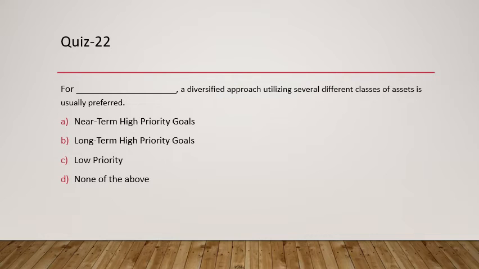The next question is quiz 22: for dash dash dash, a diversified approach utilizing several different classes of assets is usually preferred. So if you have long-term high priority goals, you would follow a diversified approach utilizing several different classes of assets. So we are done with 22 now. Move on to question 23.